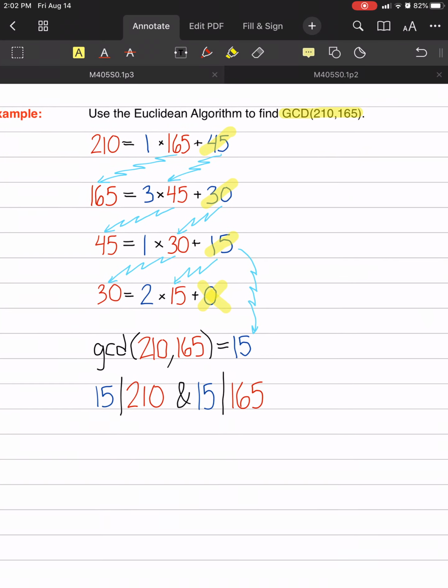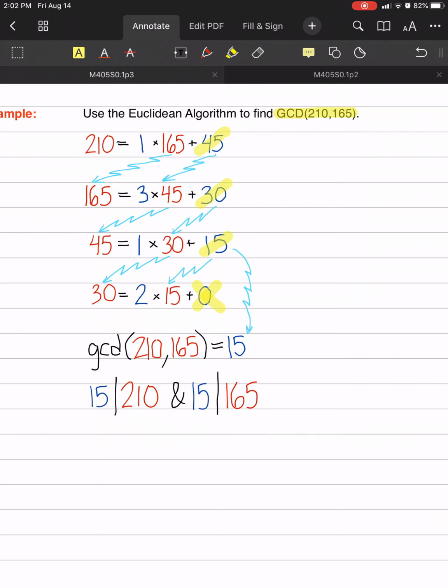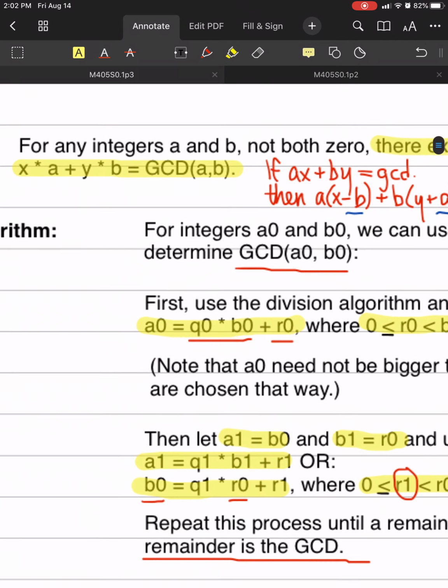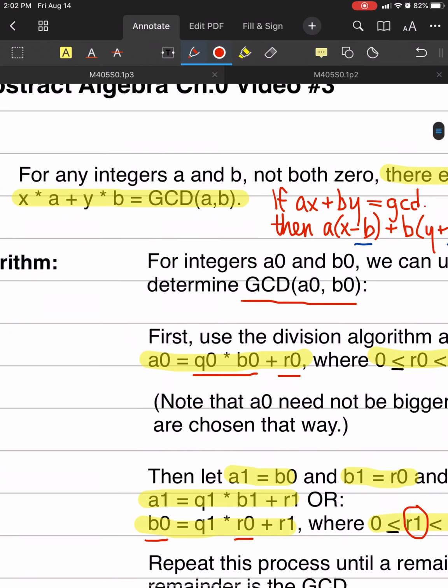Okay. Now, that is the actual use of the Euclidean algorithm. But I told you we're also going to be able to use this to find the x and y that we mentioned in our first theorem.